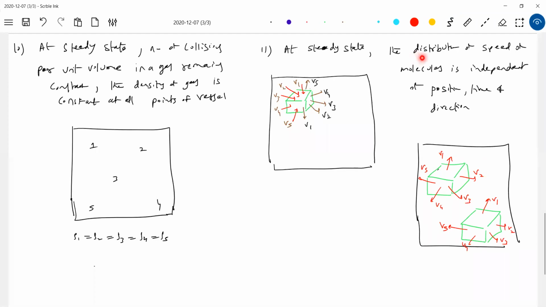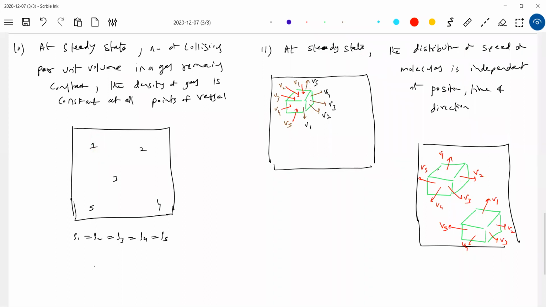So look at the distribution of speed of molecules: it is independent of position, time, and also the direction. That is the meaning of steady state, and all the problems we discuss are at steady state. That's why what you study of the behavior of gas here, it will have the same behavior here also. There is a meaning of this 10th postulate. Therefore, I say the pressure of gas, surveyed at any point, will be the same.